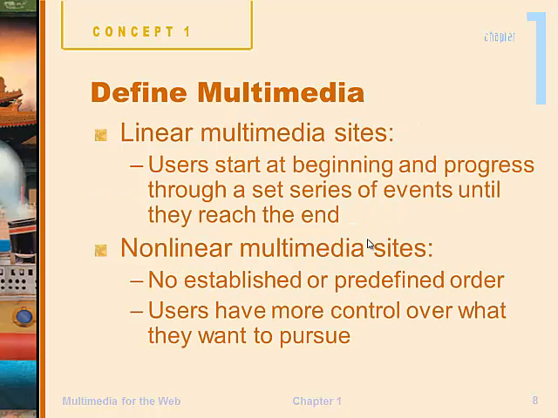Some multimedia websites are linear. In other words, the user starts at the beginning and progresses through a set sequence of events until they reach the end. Most digital slideshows and plays are examples of linear media. The idea behind the web, of course, is that the order of events should be left to the discretion of the user. To facilitate this idea, most websites use a non-linear approach to navigation. Because there's generally no established or predefined order, users have more control over what they are interested in pursuing, as well as at what point they enter and exit a website.